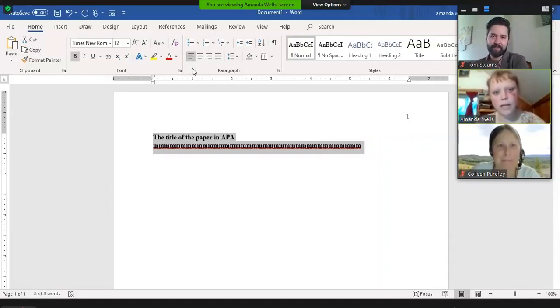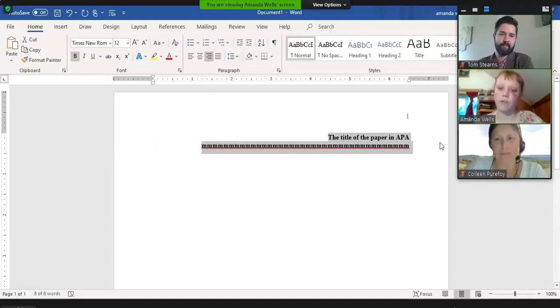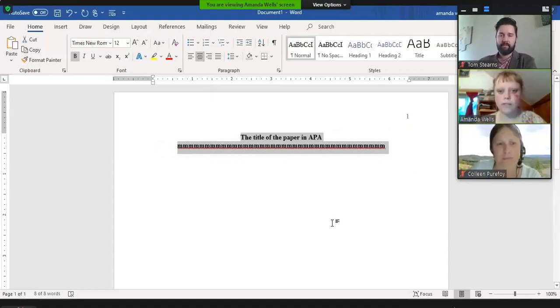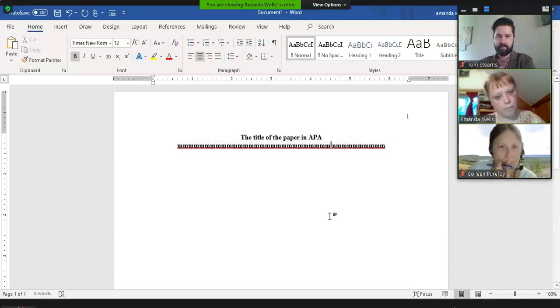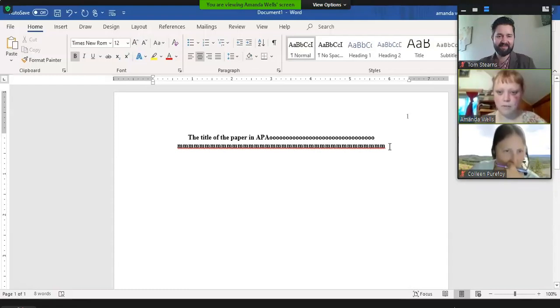These boxes right here change how your formatting is on your paper. So, for instance, if I pick this one, it'll move it all the way over to this side. But for centering, you're going to want this one right here. That's going to center your paper. There. Now it looks like a title, sort of.